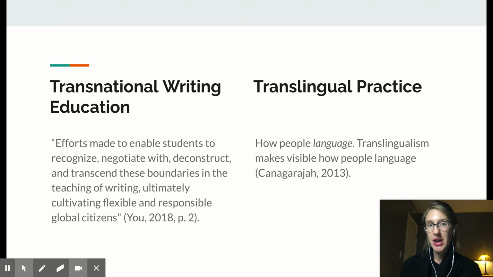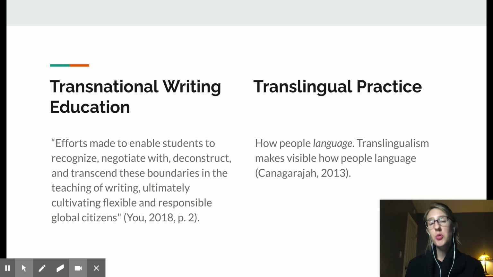And in order to do this, we can use these frameworks of transnational writing education and translingual practice. So to clarify the definitions of each, which are on the screen, transnational writing education has to do with helping to enable students to be effective communicators in transnational contexts, meaning contexts where borders are kind of fuzzy. People might be communicating across nation borders, across language borders, across gender borders. It's a situation in which we need to be flexible and be able to transcend boundaries.